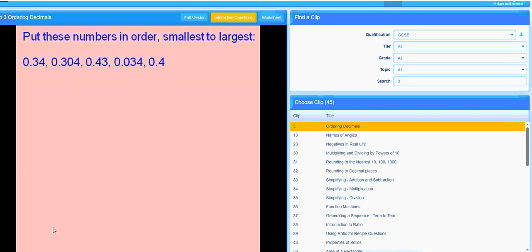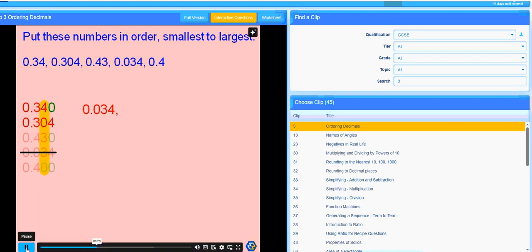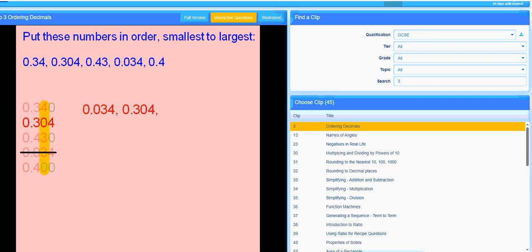To put these numbers in order, I start by writing them out lined up like this. Then I fill in any missing zeros. Now I look at the first digit, I can see they're all zeros, so I look at the next digit. Here there's 1 0, so this must be the smallest number. These 2 numbers now both have 3 as the second digit, so I look at the third digit. Row must come next, followed by the one with the 4.